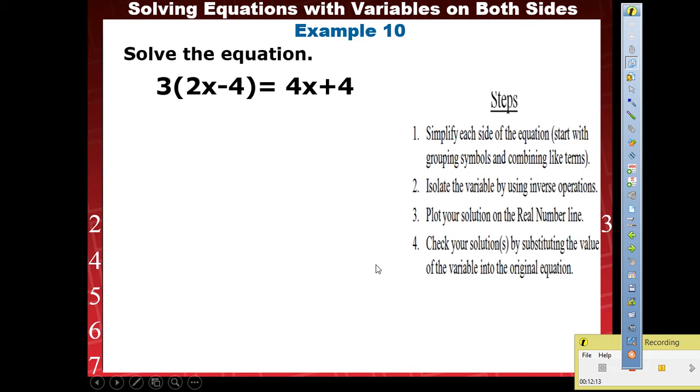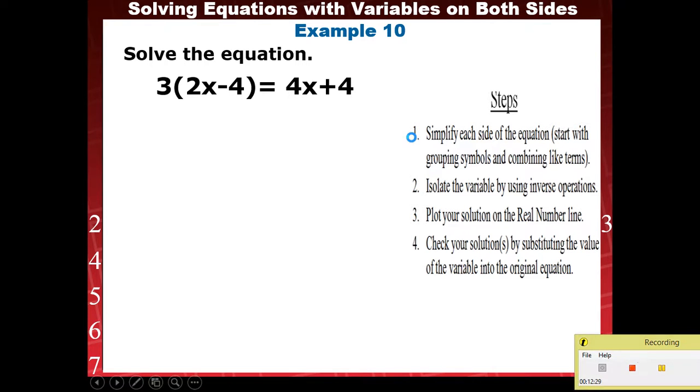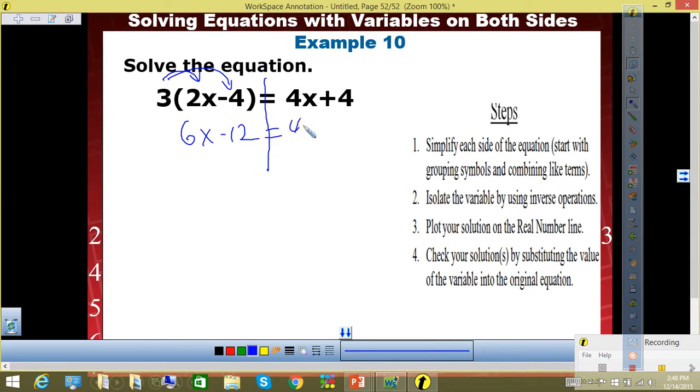Let's move on. Copy this one. 3 parentheses 2x minus 4 equals 4x plus 4. See if you can do that one by yourself. Copy and go. All right, here we go. Focus, please. Help me out with this one, please. Ricardo, what do I do? And you get equals 4x plus 4. Thank you.